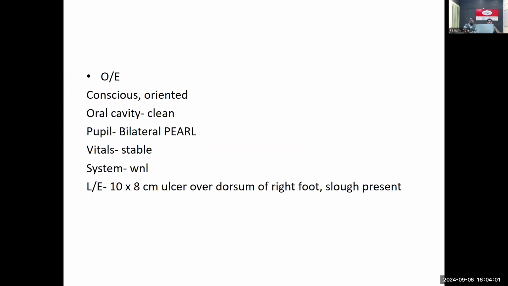On examination, he is conscious, oriented, and vitals are stable. The ulcer is 10 by 8 centimeters over the dorsum of the right foot with slough present. The patient underwent debridement in a local hospital, and now he does daily dressing at home using Debridase and Metrozole ointment.